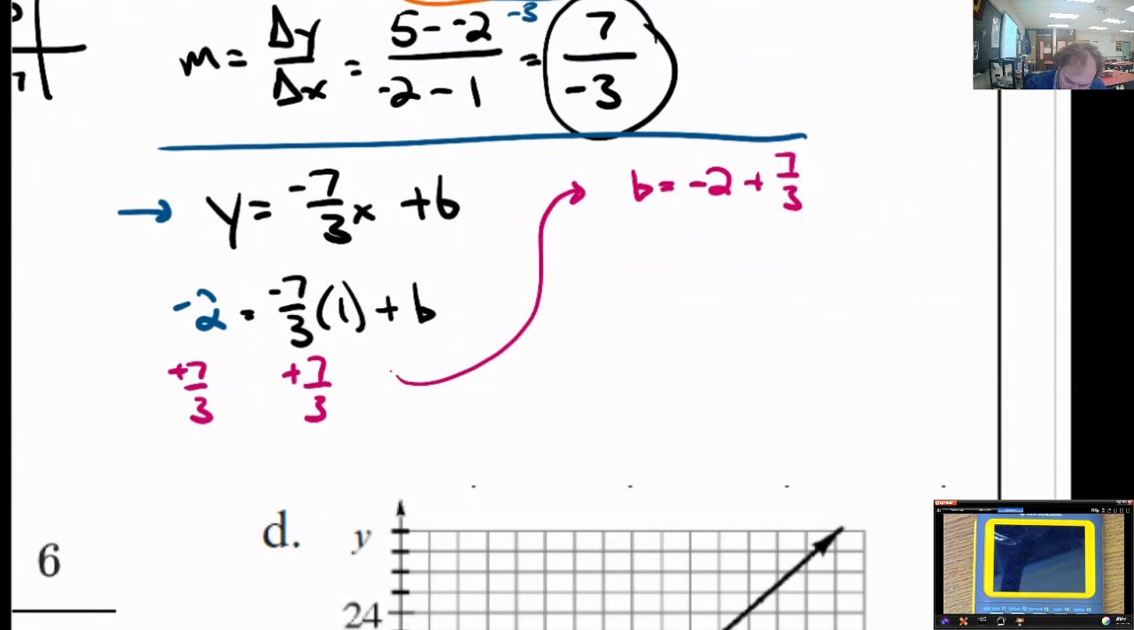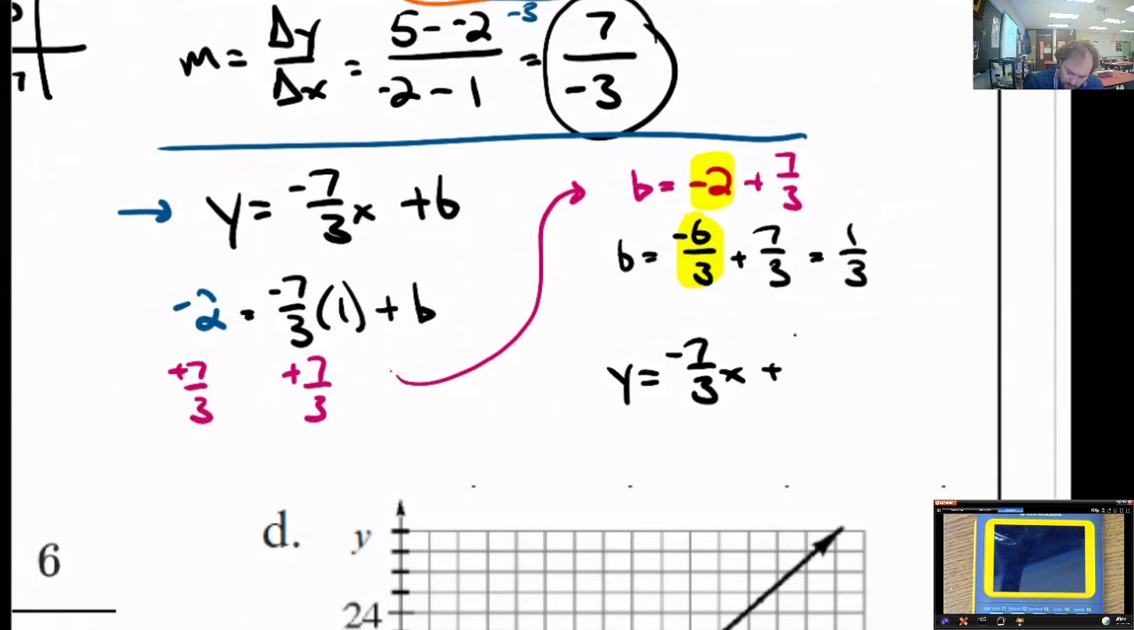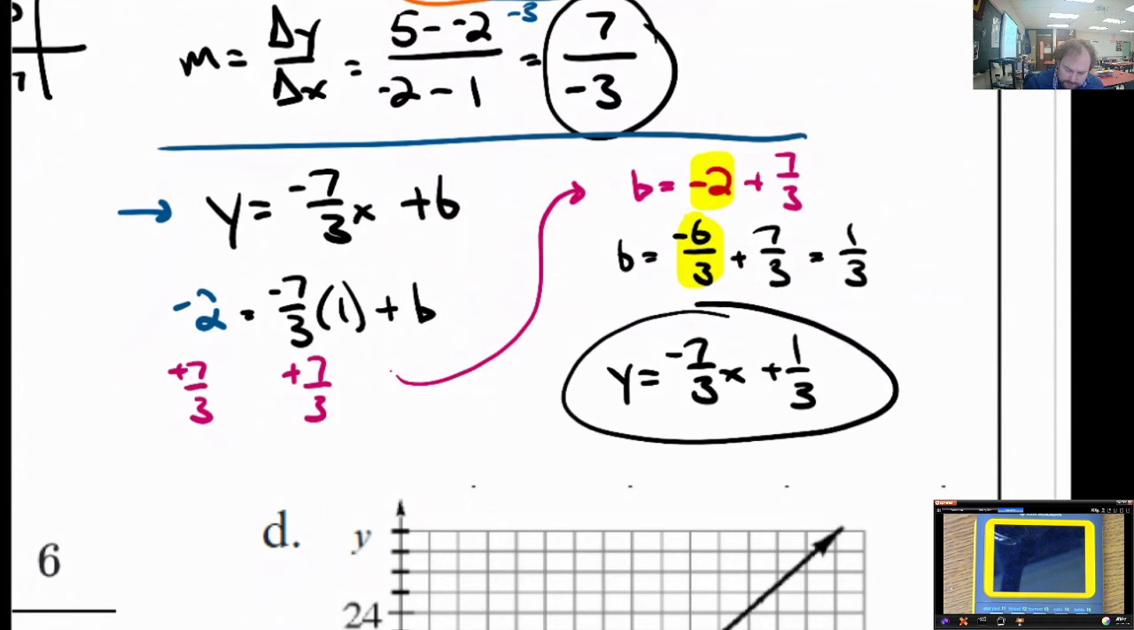To make this fraction work, I'm going to change -2 to -6/3, because those are the same number. And for that, I can just add across with 7/3. I'm going to get 1/3 for b. So that means the final equation is y equals -7/3 x plus 1/3. There you go.